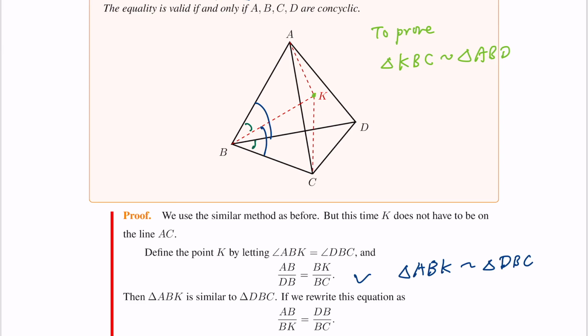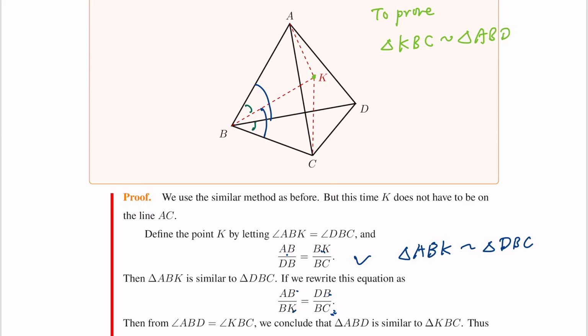Okay, that's fine. And we will see that this is useful because you can take the cross product to get AB times BC equals something else. Once they are similar, then we can rewrite this equation as the following. AB divided by BK is equal to DB divided by BC. So just take a look, AB over BK is equal to BD over BC.